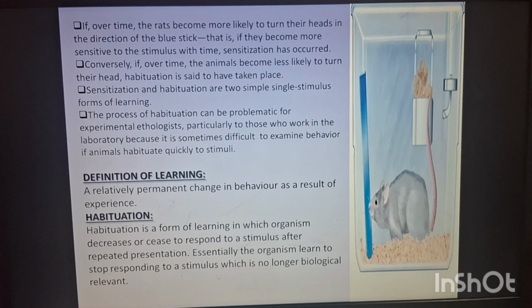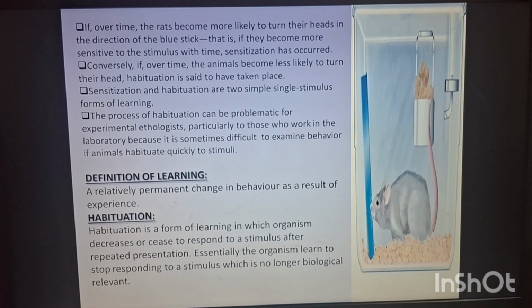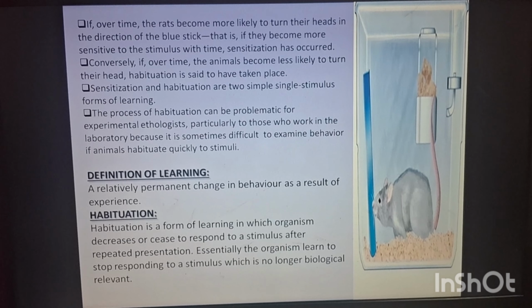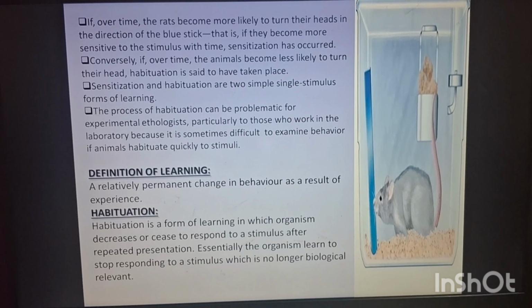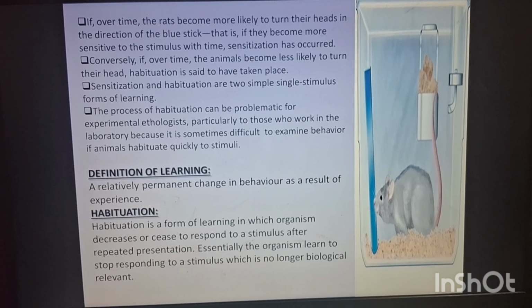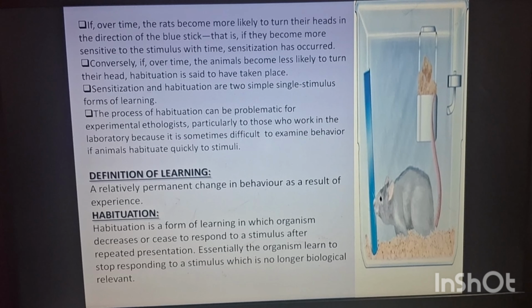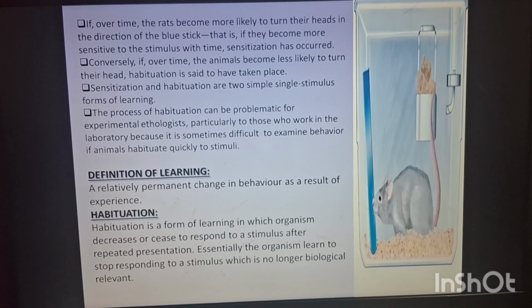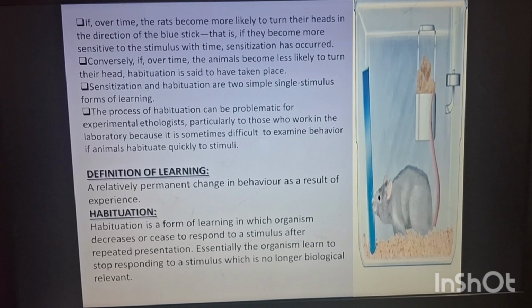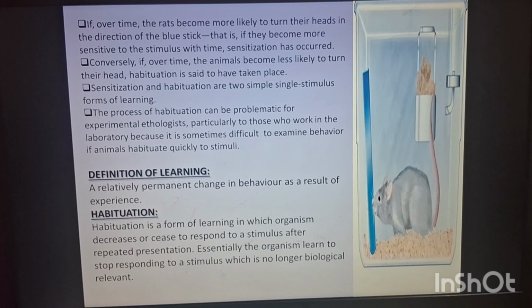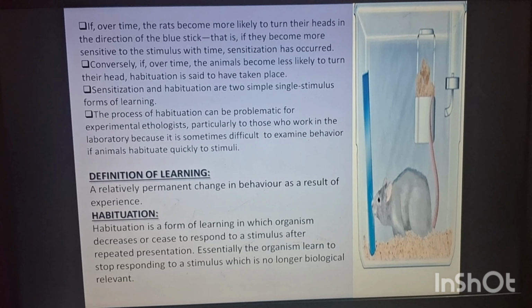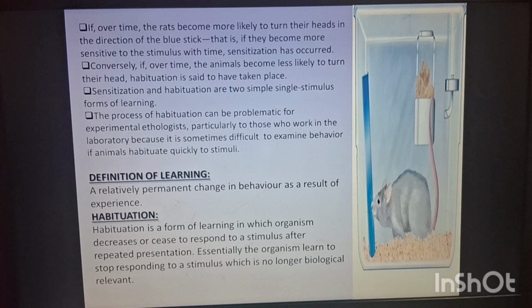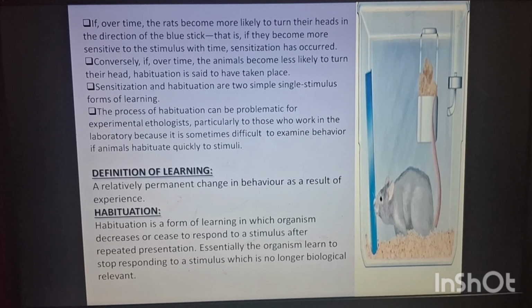Next, definition of learning. A relatively permanent change in behavior as a result of experience is called learning. Next, what is habituation? Habituation is a form of learning in which an organism decreases or ceases to respond to a stimulus after repeated presentation. Essentially, the organism learns to stop responding to a stimulus which is no longer biologically relevant; this is called habituation.